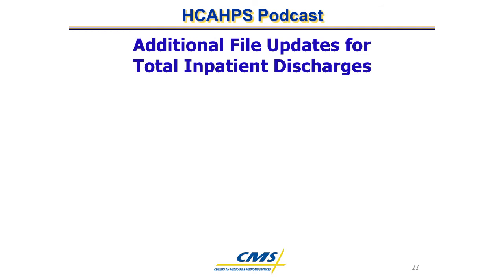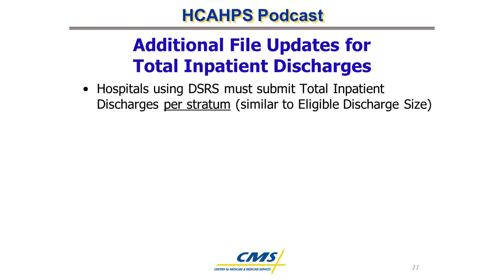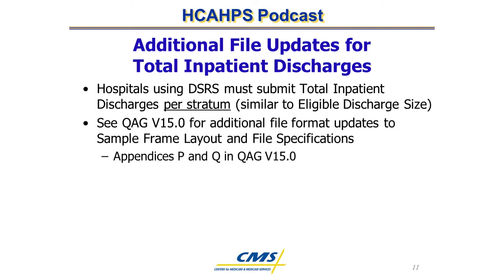Slide 11, additional file updates for total inpatient discharges. Hospitals using DSRS sampling will submit the new variable, total inpatient discharges, for each stratum, identical to the current process for the strata header variables of sample size and eligible discharge size. All updates to file formats and specifications can be found in Appendices P and Q in the QAG version 15.0.